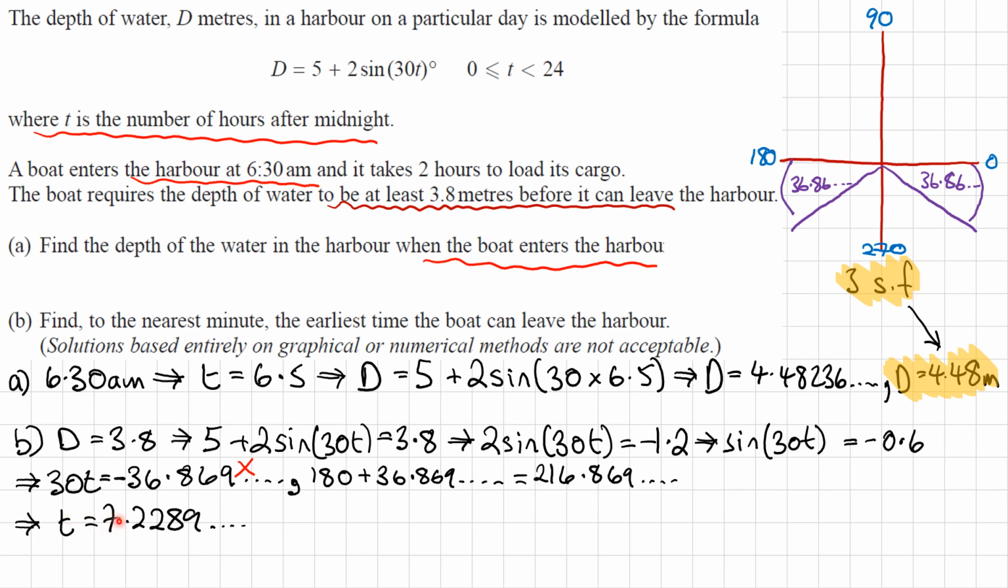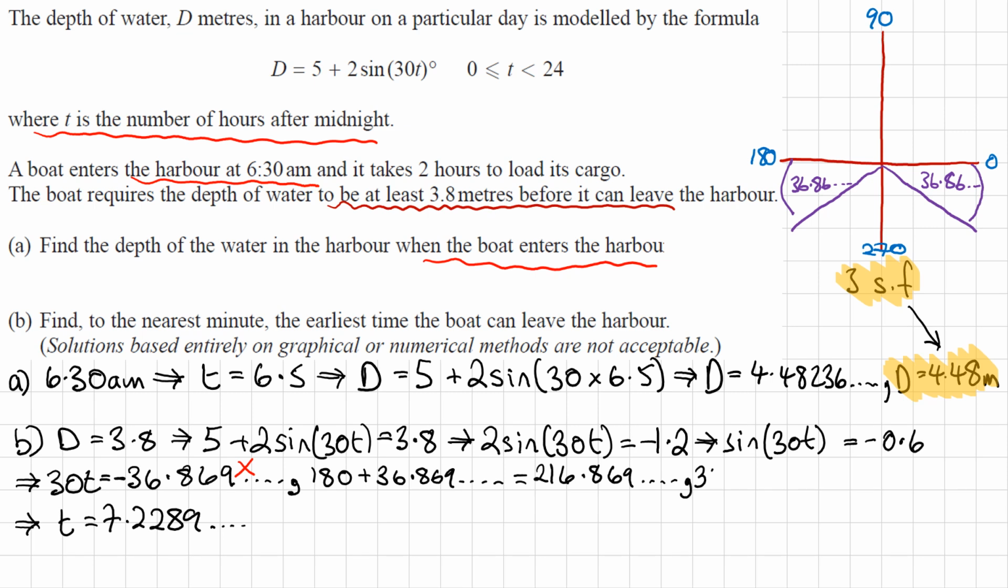So we've got a time just after 7 o'clock in the morning, at which the height is 3.8 meters. However, this is too early because the boat can't leave before 8:30, 2 hours after 6:30 a.m. So we need to go on to our next solution. We've abandoned the negative one, and we've tried this solution here. It's not big enough. So we'll go around and continue. The next solution is going to be 360 minus this angle.